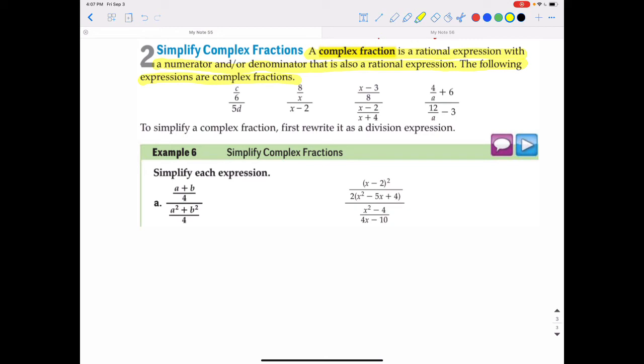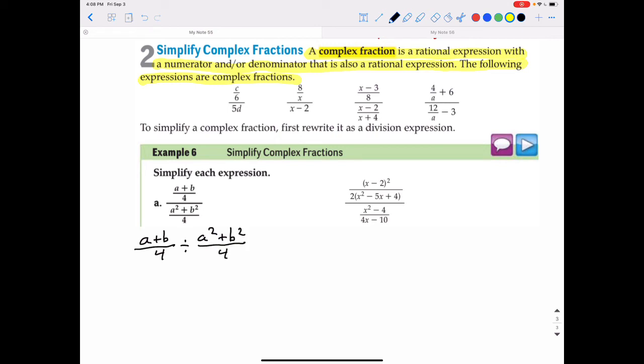You should try to simplify them, and one way to solve a complex fraction is to remember that fractions are really division problems. So these are just like the last example we did. These are division problems, so let's change them to division problems. So we have a plus b over 4 divided by a squared plus b squared over 4. So if I rewrite that as a division problem, that would be a plus b over 4 divided by a squared plus b squared over 4.